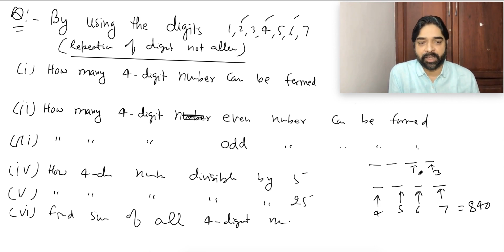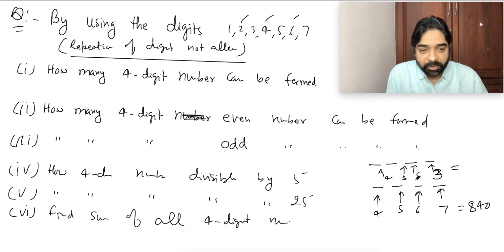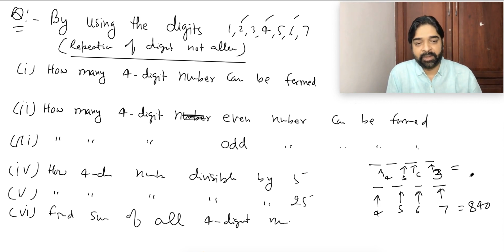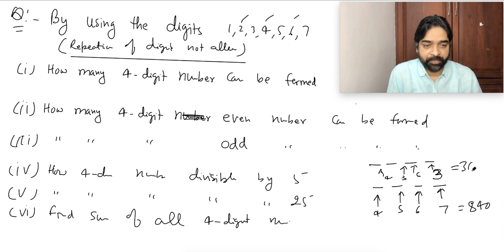Rest, no restriction. Simply I can put 6 here, then 5, and this is 4. So the total will become 3 times 6 is 18, times 5 is 90... no, let me recompute. Multiplication is a problem. 3 times 6 is 18, 18 times 5 is 90, times 4 is 360. So 360 even numbers are there.